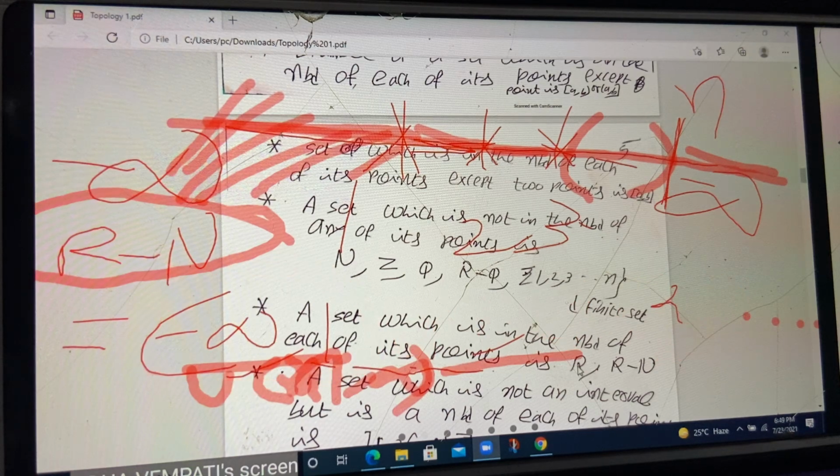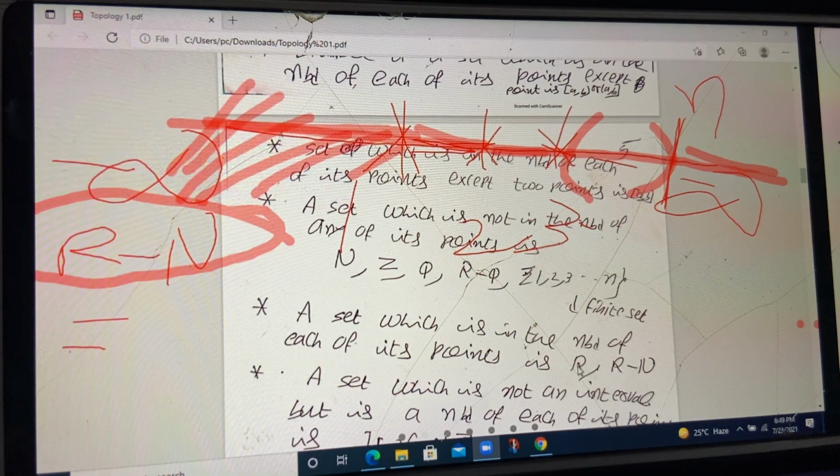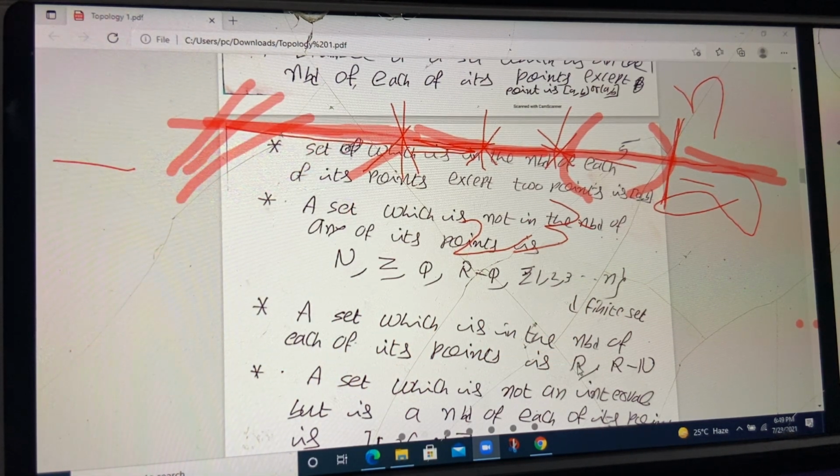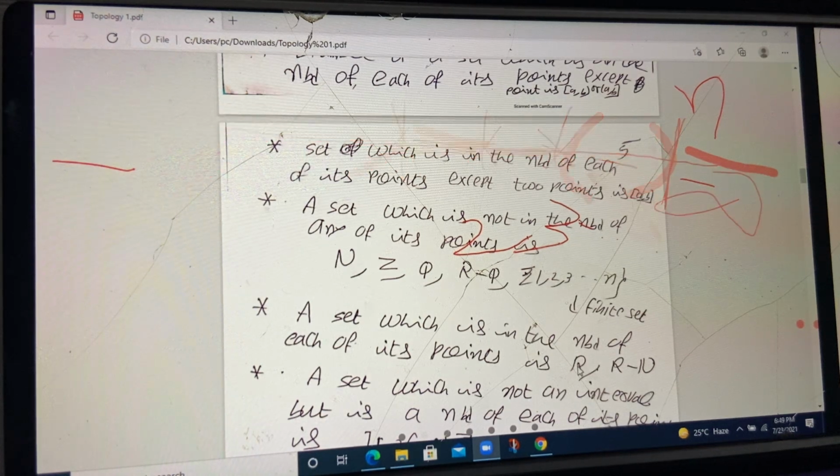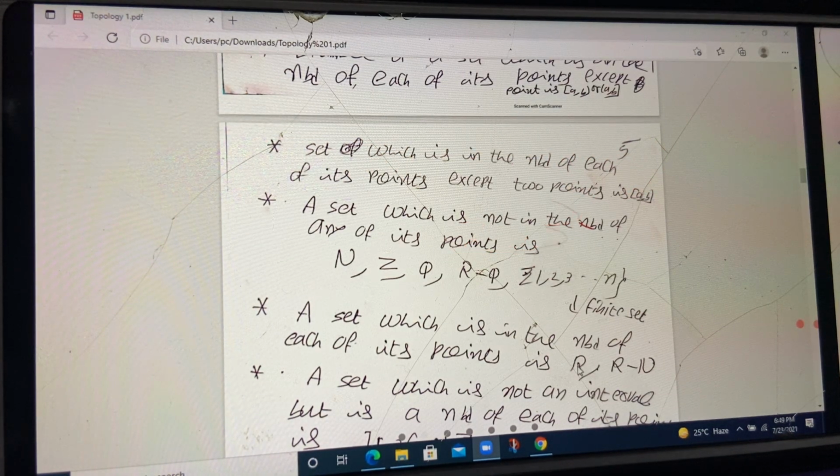Ma'am, is minus infinity to 1 a closed interval? No, 1 is not included, 1 is open, because 1 is a natural number and we cannot include it.